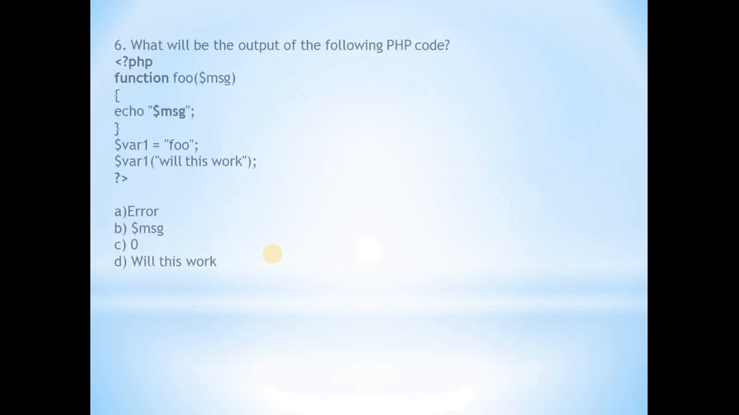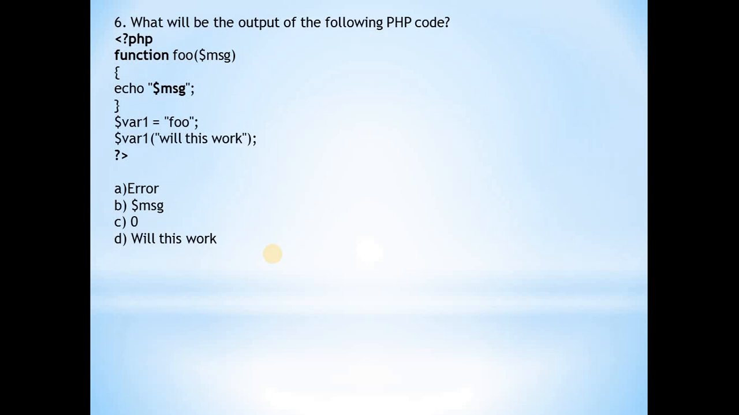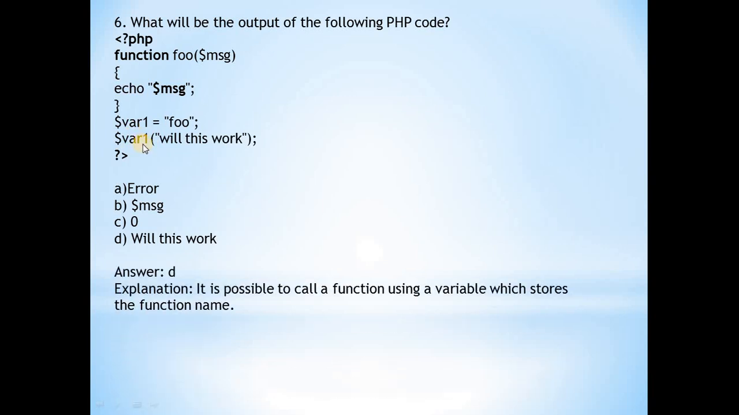Next question is what will be the output of the following PHP code? In the given code there is one function, one echo statement inside the function. Outside the function there is one variable. Function name is assigned to variable and function is called using the variable. Your answer is D, that is will this work?